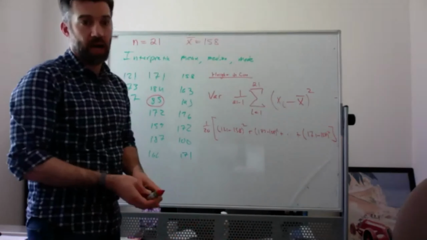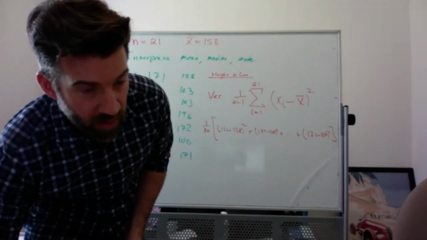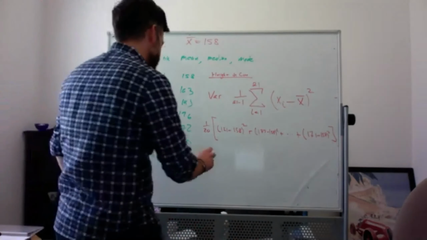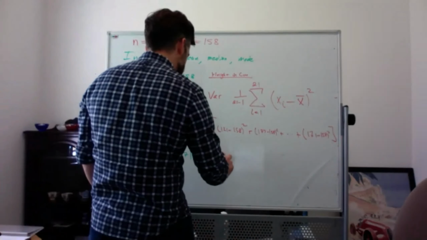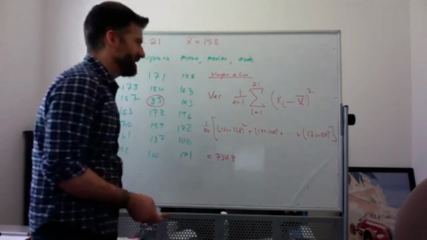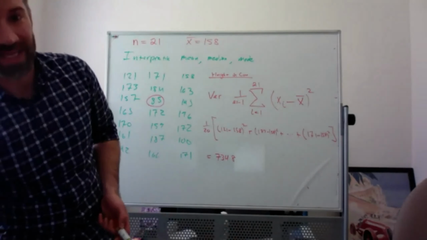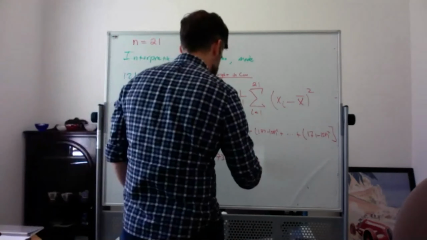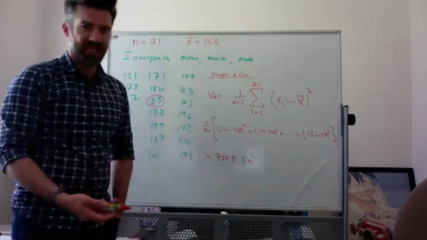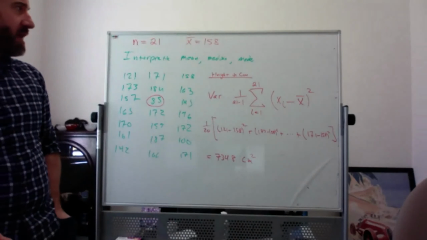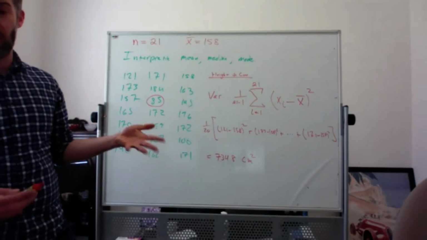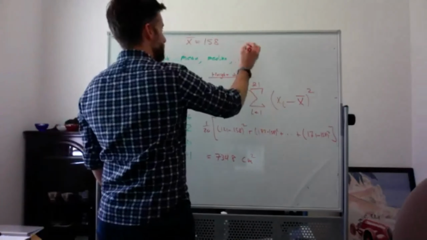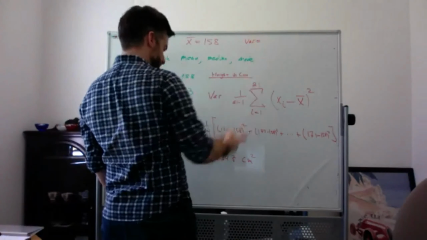We get some number. I'm going to look at the calculator here, and it shows me that my variance is 734.8. So that's equal to 734.8, but it's not in the right units. The units there aren't centimeters, they're centimeters squared, which isn't particularly helpful. So instead of talking about the variance, even though it is a measure of variability or variation, I would rather talk about, so variance is this.